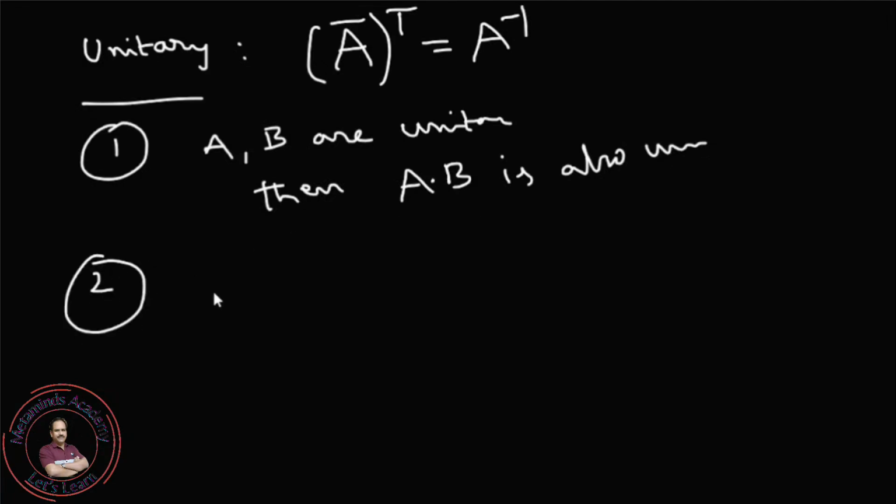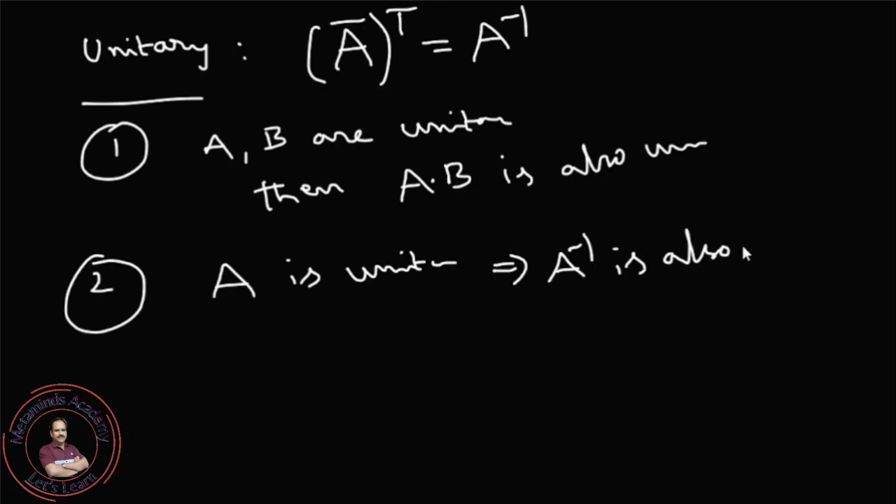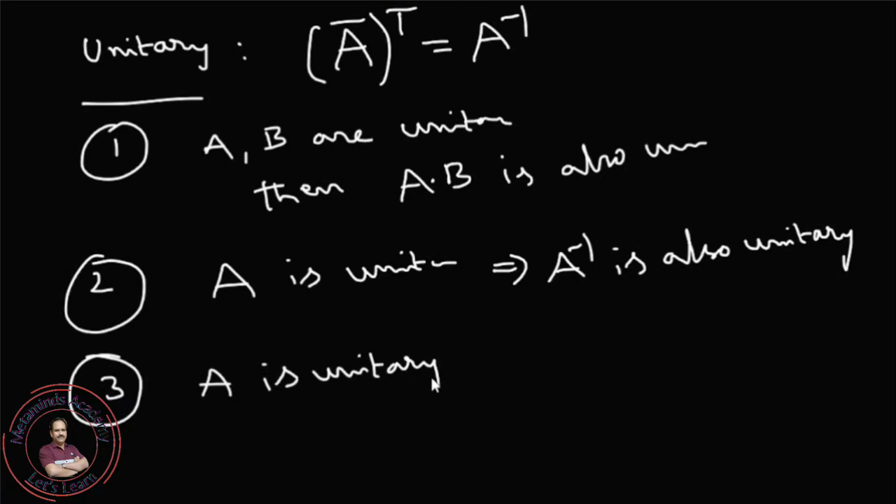The second one: A is unitary implies A inverse is also unitary. A is unitary means A inverse is also a unitary matrix. And the third one: A is unitary implies A transpose is also a unitary matrix.